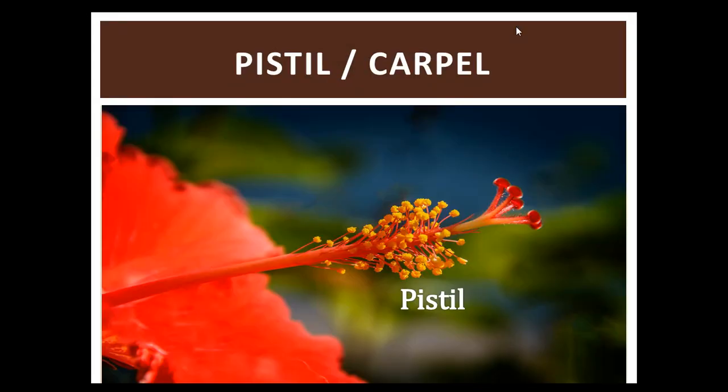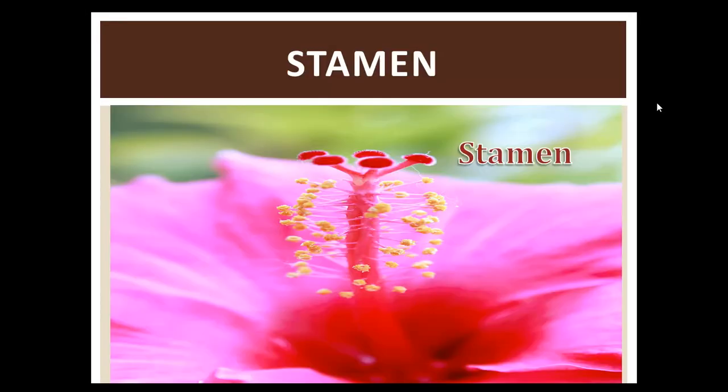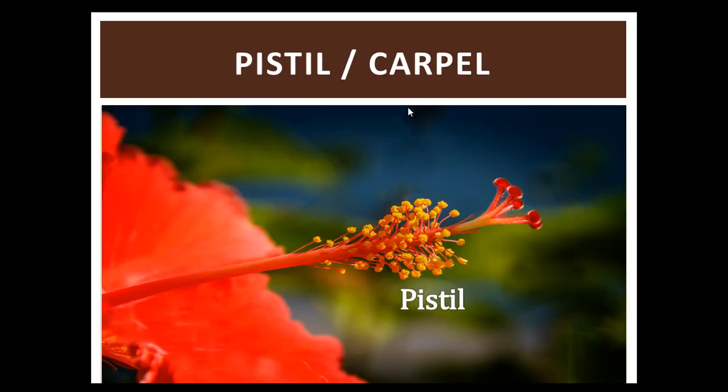Now next part is pistil, and it is also known as carpel, and this is the fourth ring. Third ring is stamen and fourth ring is pistil or carpel. So a pistil or carpel is the female part of the flower. You can see here this yellow color structures represent the pistil, and pistil is the female part of the flower. It has three main parts: stigma, style, and ovary. We will study about all these also one by one.